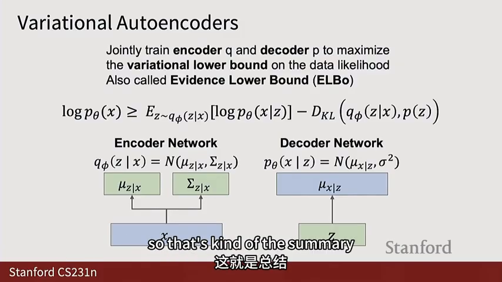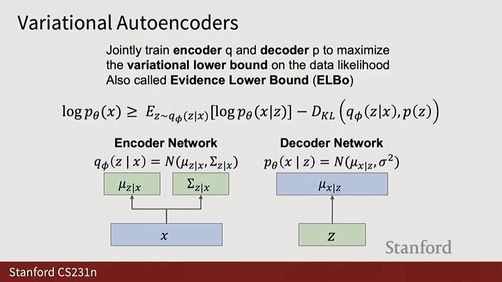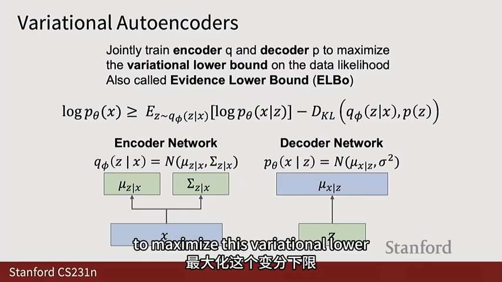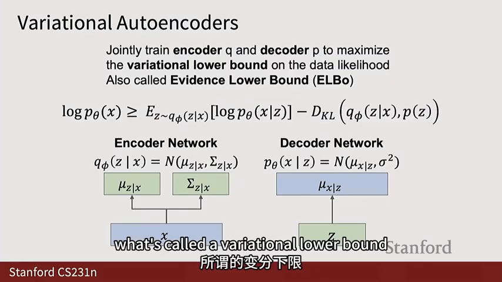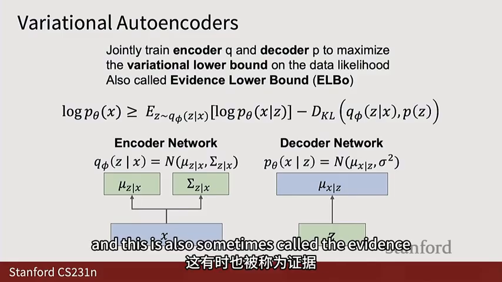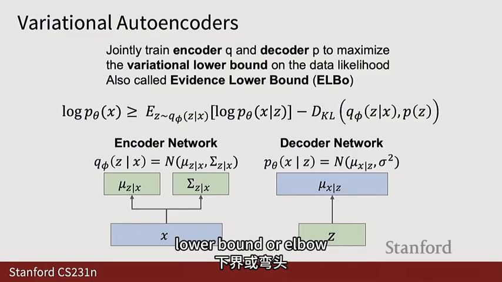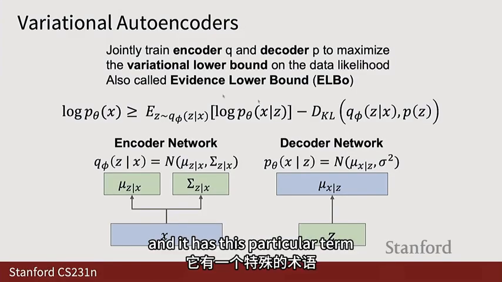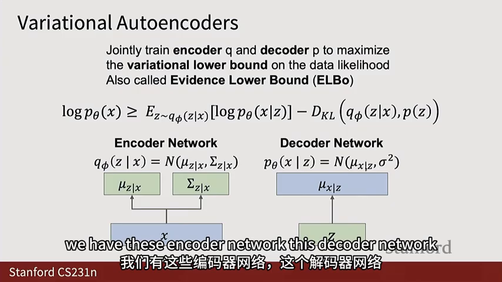So that's kind of the summary. You're going to jointly train an encoder Q and a decoder P to maximize what's called a variational lower bound on the true data log likelihood. This is also sometimes called the evidence lower bound, or ELBO. So we're going to maximize the ELBO, and it has this particular form. We have this encoder network and this decoder network.